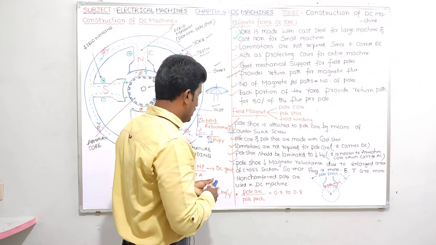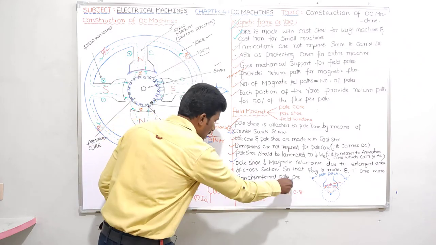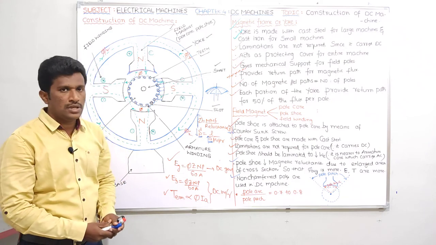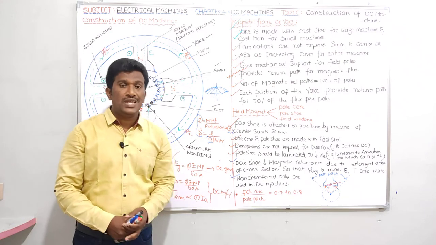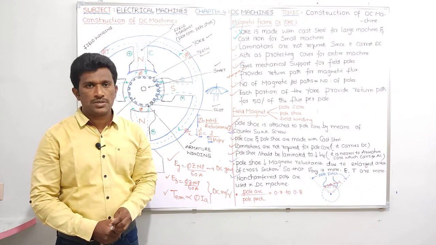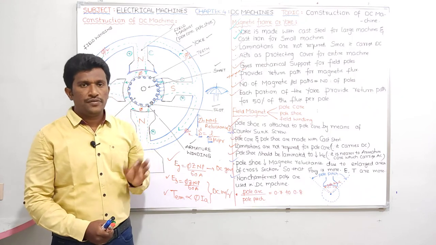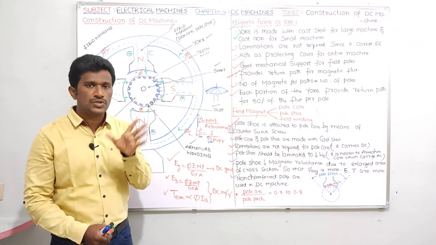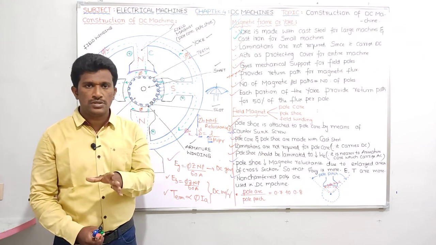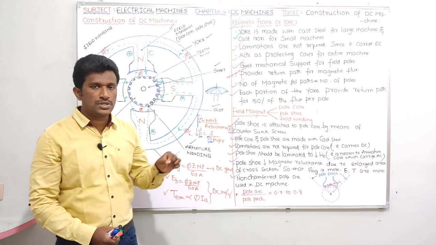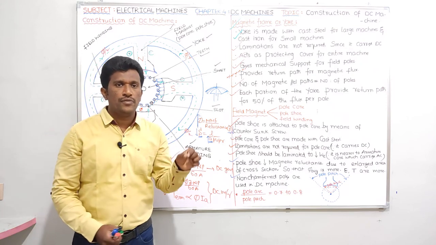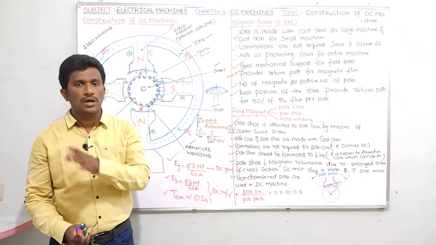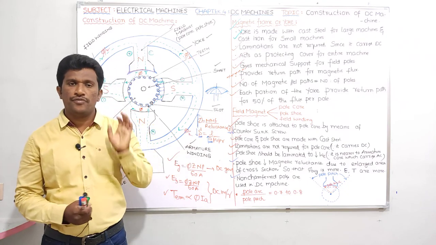So that is the only thing I had given here. Non-chamfered poles are used in DC machine. I request you once again, please try to refer to flux distribution in air gap. There I told the difference between chamfered and non-chamfered poles. I had clearly given the definitions for both, and I had given the flux distribution waveform shape for chamfered poles and for non-chamfered poles also.